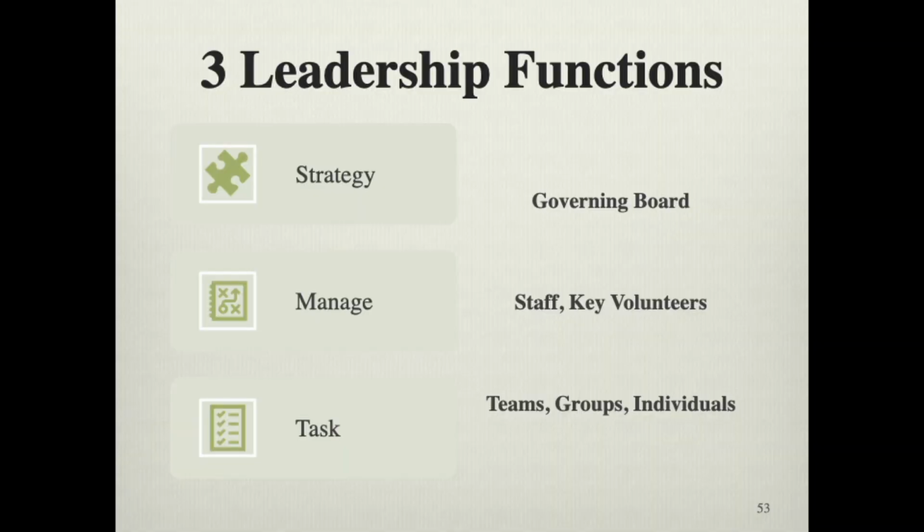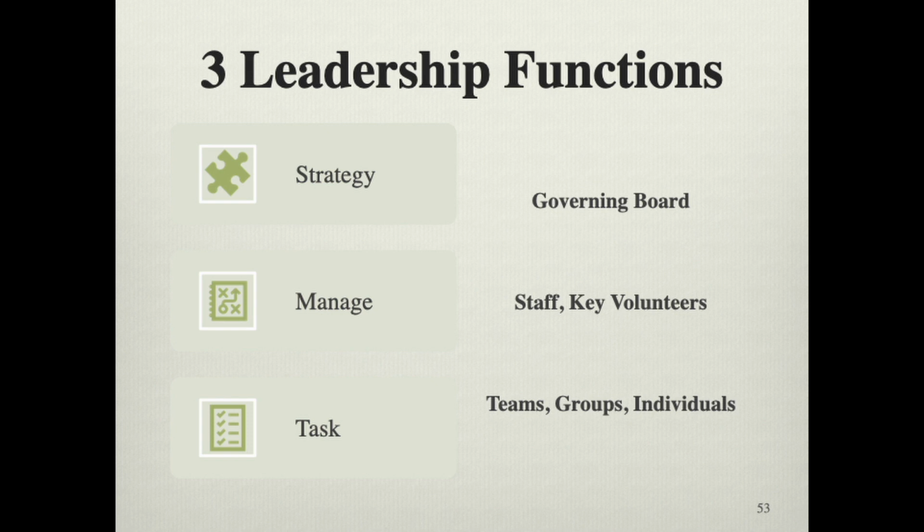You have management people that are your staff, your key volunteers, and key volunteers that are going to be running processes and managing significant processes. Then you have your task-oriented people who are your teams, your groups, your individuals that are going to run a team well and do a job well and do a task well, okay? That's really how I see these.